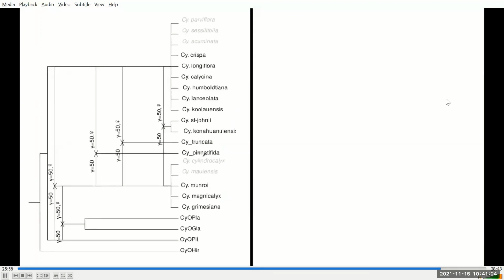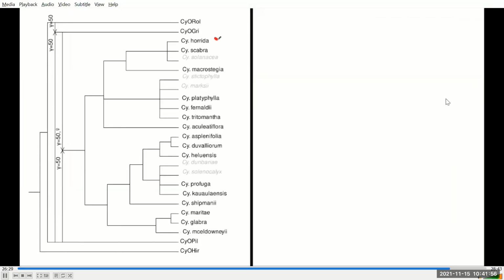Now here I've broken up Rolandia and Grimesiana. So here's the core Rolandia, and here's the core Grimesiana. Within these, I found very little structure, so I'm not going to try to explain relationships within them. But very importantly, between these two, Pinatophyta truncata and possibly St. Johnii and Konahua nuiensis are all hybrids between these 2 clades.